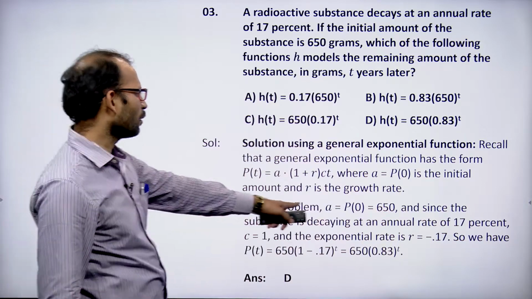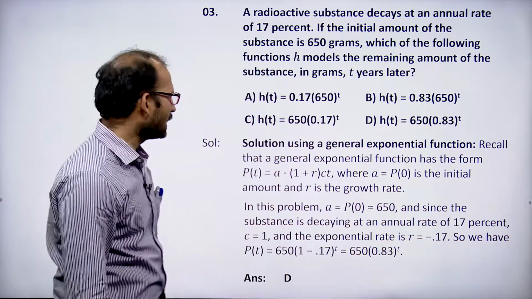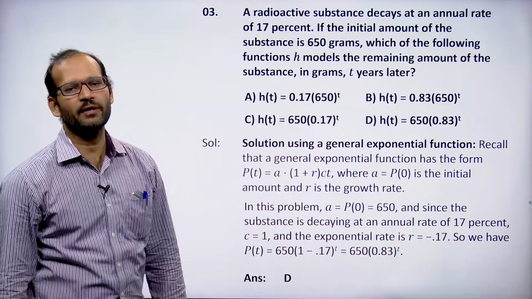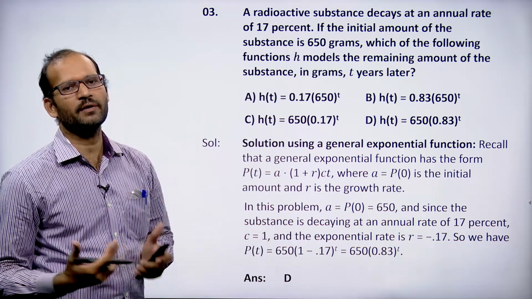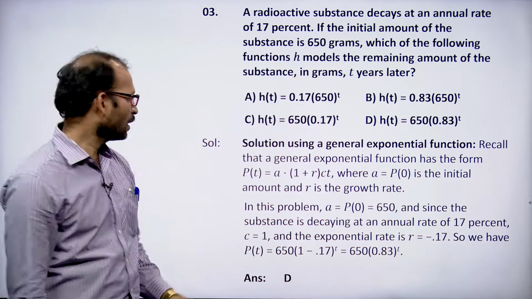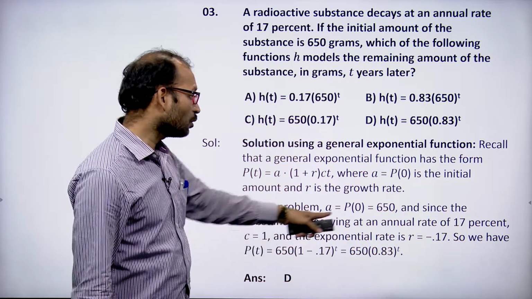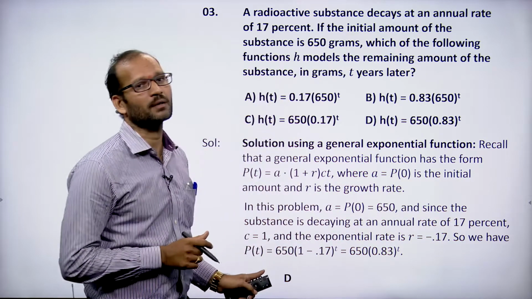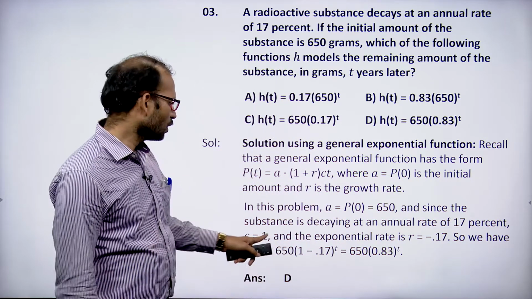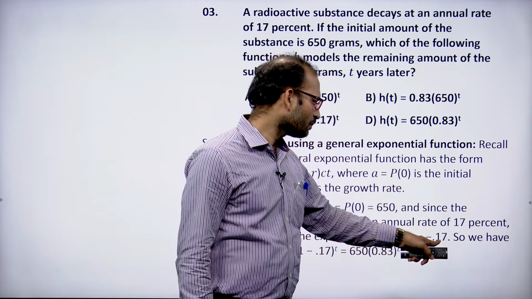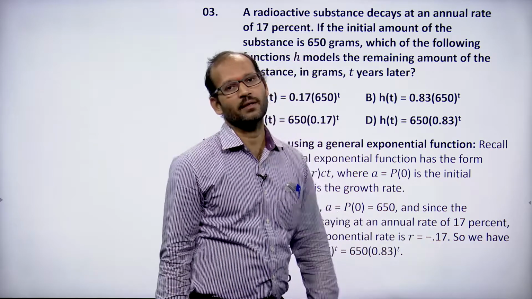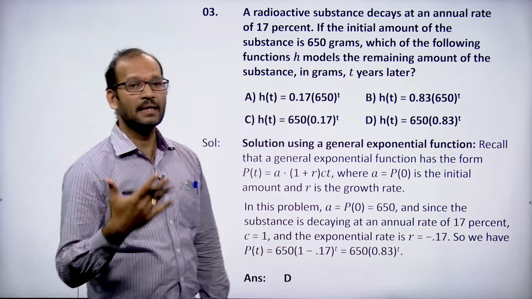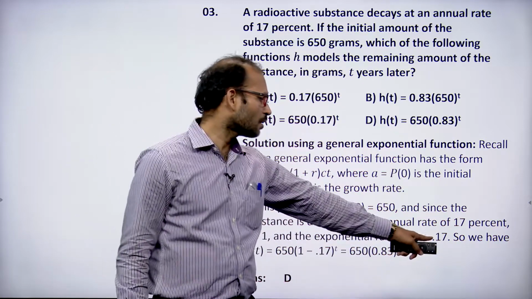So in this problem, A equal to P of 0 equal to 650. And since the substance is decaying at an annual rate of 17%, for every 100 units, 17 units are reducing. Therefore the annual rate is 17% for every 1 year, so C equal to 1. And the exponential rate is R equal to minus 0.17. Because it is decaying, we write negative, and 17%, therefore we write 0.17.